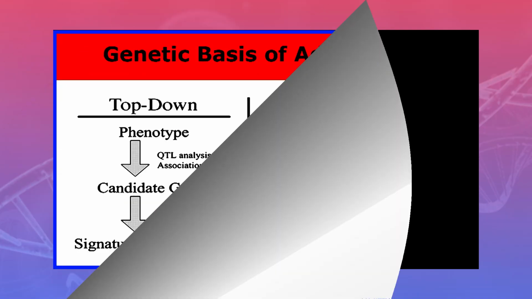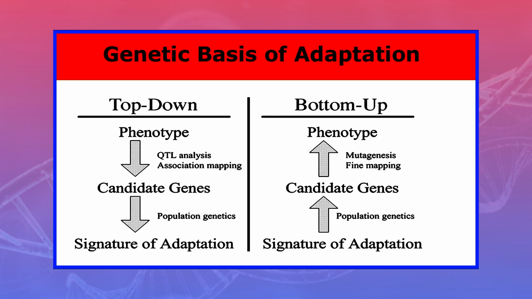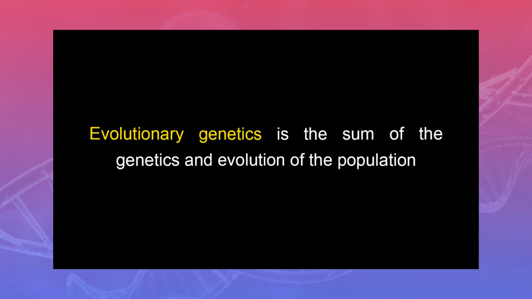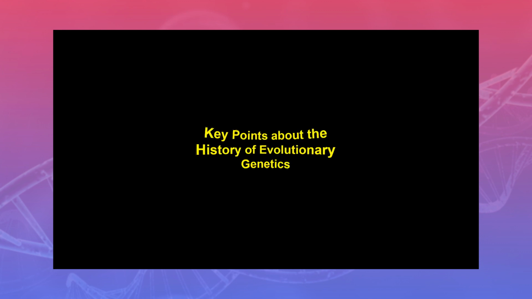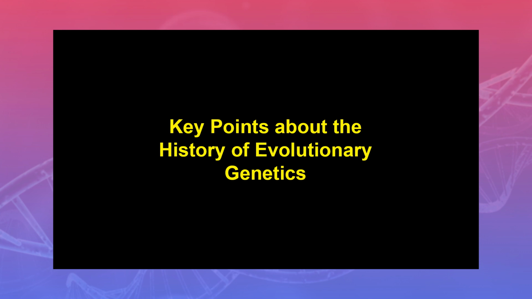Evolutionary genetics is known as how genetic variation contributes to evolutionary change. This includes the evolution of the genome structure, the genetic basis of adaptation and speciation, and genetic change in response to population selection. Evolutionary genetics is the sum of the genetics and the evolution of the population. Dear students, let's know some key points about the history of evolutionary genetics.